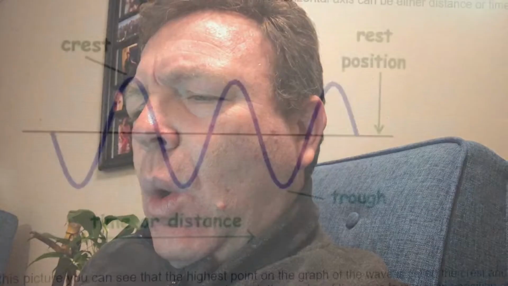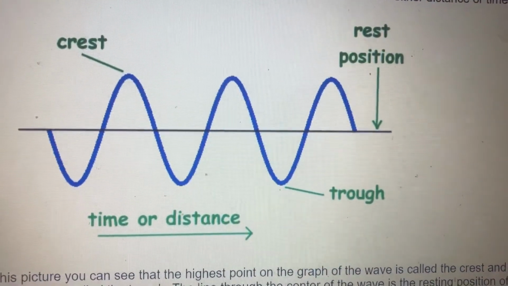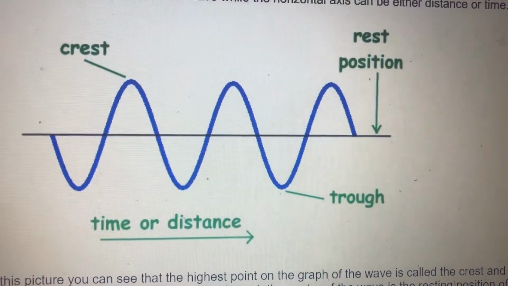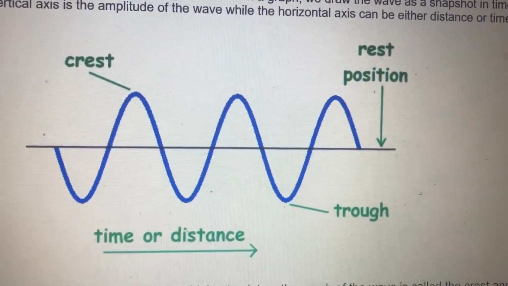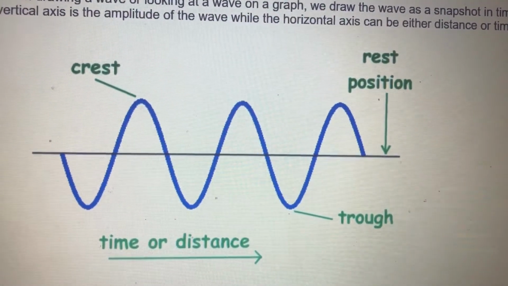When drawing a wave or looking at a wave on a graph, we draw the wave as a snapshot in time. The vertical axis is the amplitude of the wave, while the horizontal axis can be either distance or time. So right there you see that there is a crest, which is the top of the wave, and then there is a rest position.